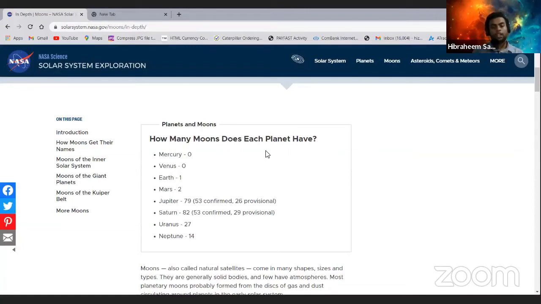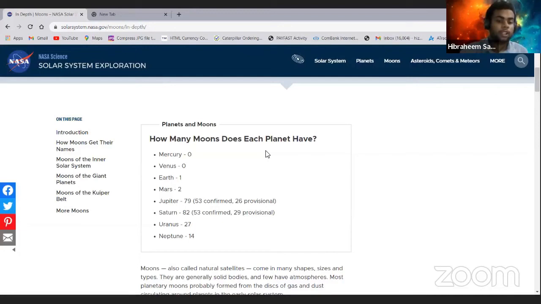Next to this 79, they have mentioned 53 confirmed and 26 provisional. What do they mean by this? What they basically mean is that 53 are confirmed. That means scientists have confirmed that planet Jupiter has 53 natural satellites, just like how Earth has one satellite, which is called the moon. So 53 moons have been confirmed for Jupiter.